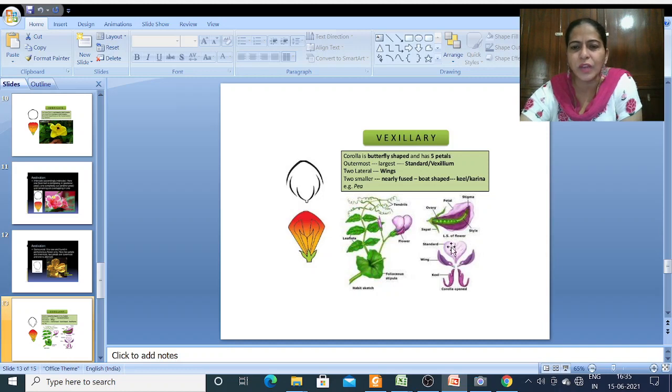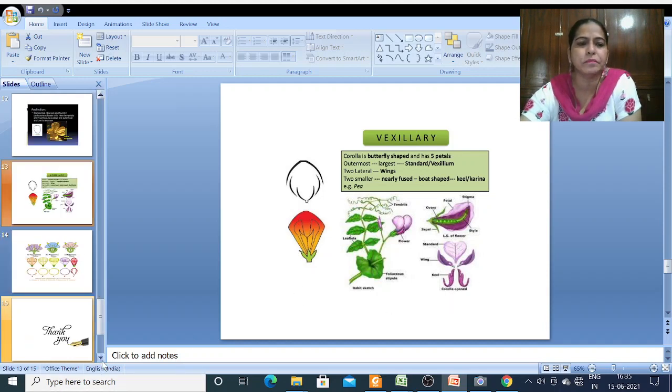So here in this flower, you can see this is the standard or vexillum. Sorry, these are the two wings, and this is the keel or carina. Generally, the keel color is darker than the rest of the parts, that is, than the standard or wings. Keel is slightly darker in most of the cases.